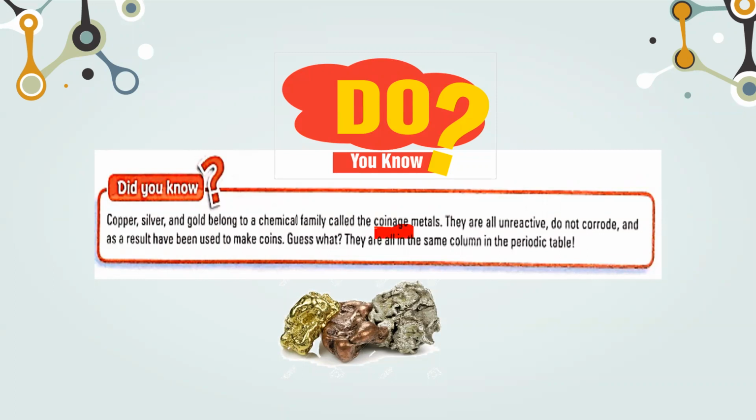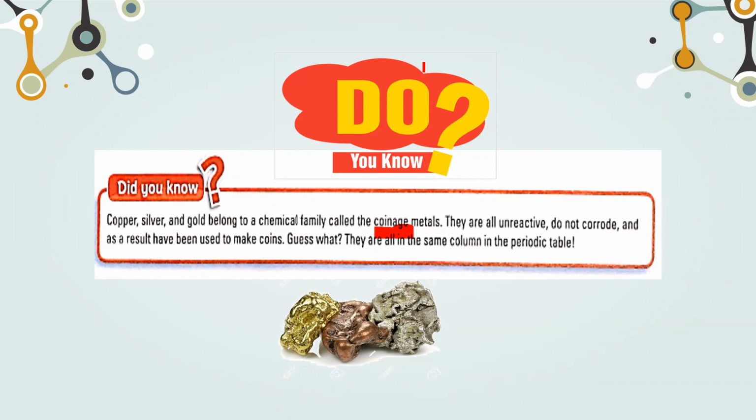Who will tell me? Because they are unreactive, they do not corrode. Because they are used for making coins. Yes, okay. They are used for making coins, so that's why they are so called coinage metals. Why are they used for the manufacture of coins? Because they are unreactive, they do not corrode, and as a result have been used for making coins.